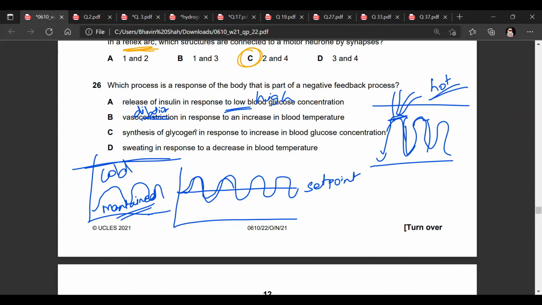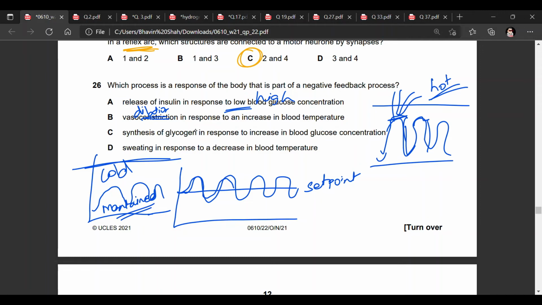HIV destroys the lymphocytes. This is definitely true, and because of that, the antibodies will not be made, or they will be made slower or they will be made less. So your main keyword over here is that HIV destroys the lymphocytes because it is an immune deficiency syndrome.